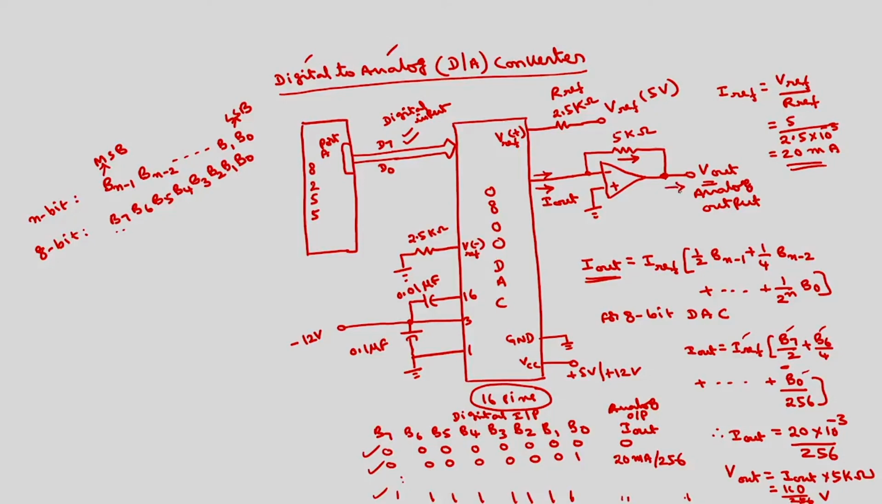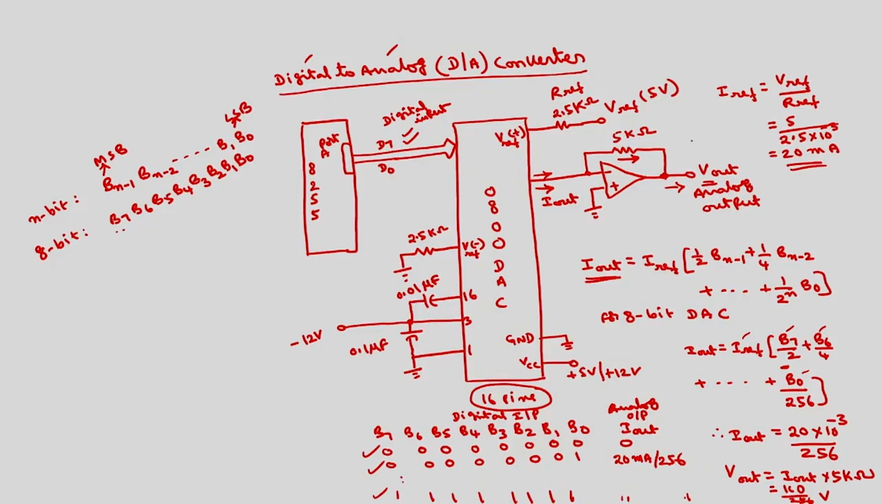Now suppose I want to generate a square wave. If I connect this V out to the CRO, I want to generate here a square wave with a voltage of 0 volts and 5 volts, or 0 volts or 10 volts, it is up to you.